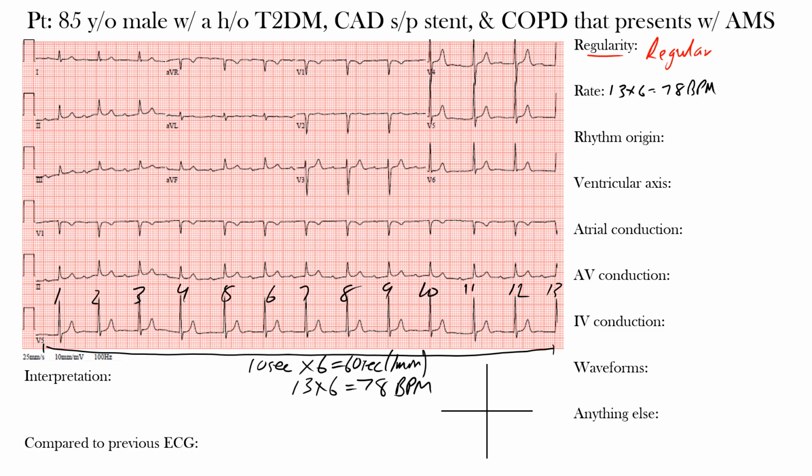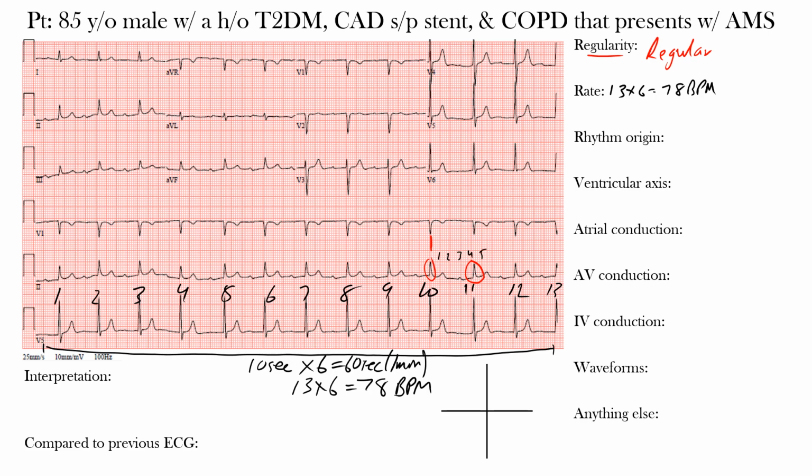What you do is you want to find a complex that falls on one of the thick lines. So let's say we use this one here. Notice that you can see that it's clearly falling on that thick line, this red thick line. And then we want to find the next R wave. Here's the next R wave, and we want to count the number of thick lines between them. So this would be 1, 2, 3, 4, 5.